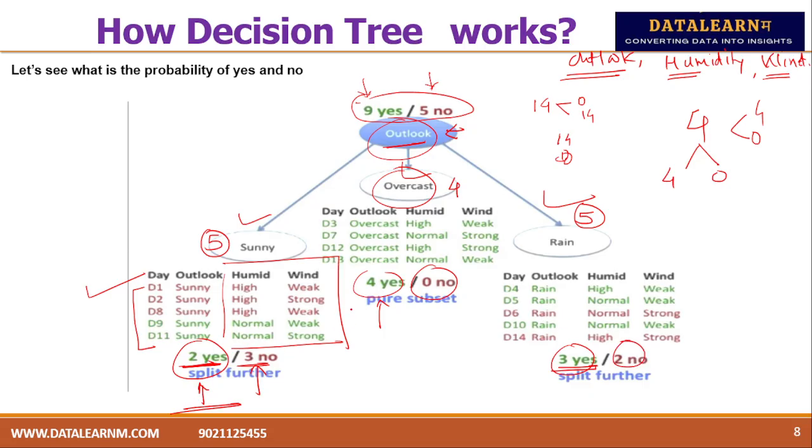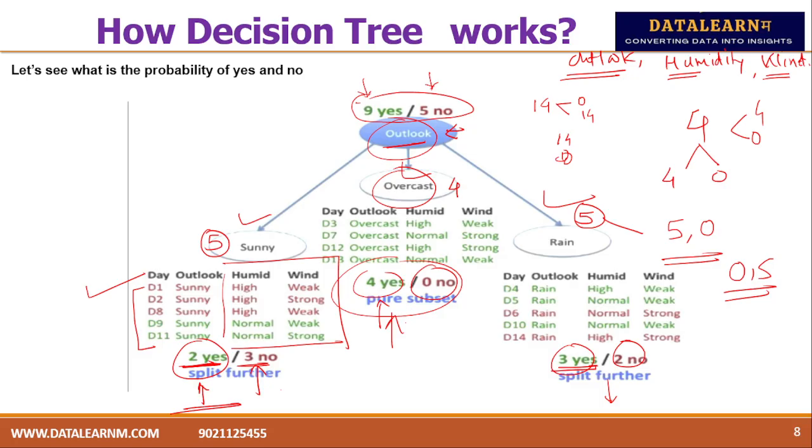So among these 3 situations, just take a look. 2 yes, 3 no, there is a need of a split, right? 3 yes, 2 no, there is again a need of a split because it is not giving us a clear picture. When it is clear, when it is 5-0 or 0-5, then the splitting will stop. So this 4-0 is a pure subset. There will be no splitting further.